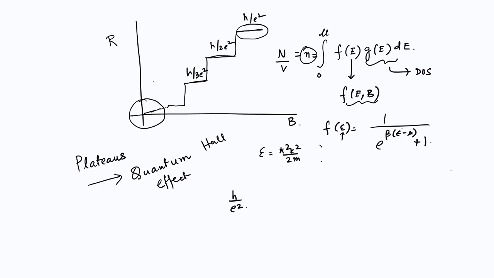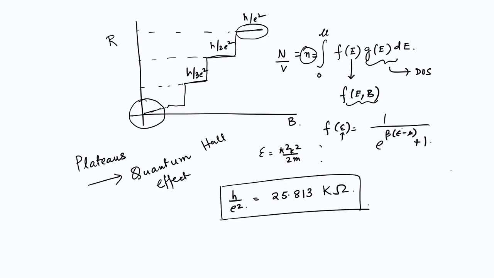Okay, so these are now resistivity values. This value is h over 3e², this value is h over 2e², and this value is h over e², and so on and so forth. And he found that this has a value of 25.813 kilo ohms, and this is a resistance which is now taken as a unit of resistance.